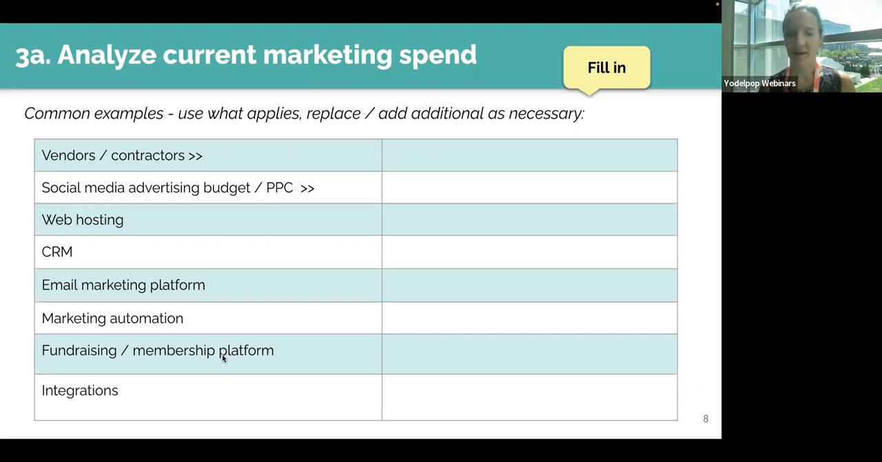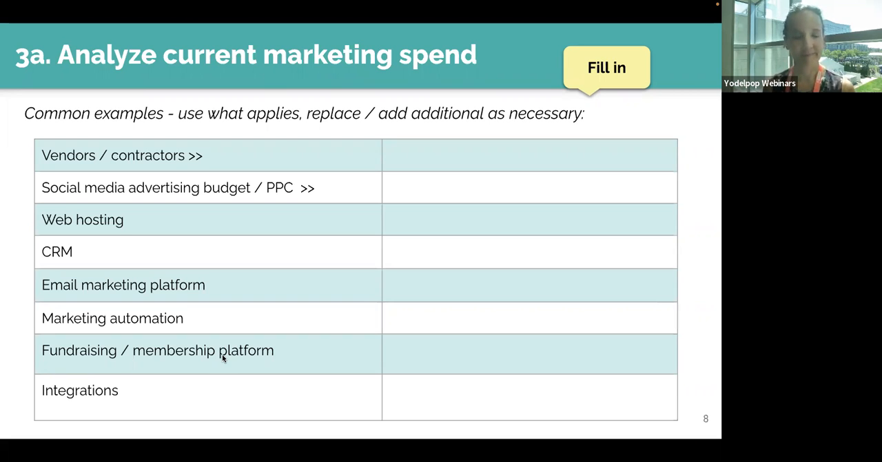Marketing automation. For many organizations, this line, unfortunately, is going to be blank. We find that organizations are able to use a marketing automation platform and do away with some of these other kind of Frankensteining together different pieces of software and do it all in one place. So if you're using HubSpot, if you're using any marketing automation platform, you want to put that expense here. What are you paying for integrations to bring together all of these different disparate pieces of software?